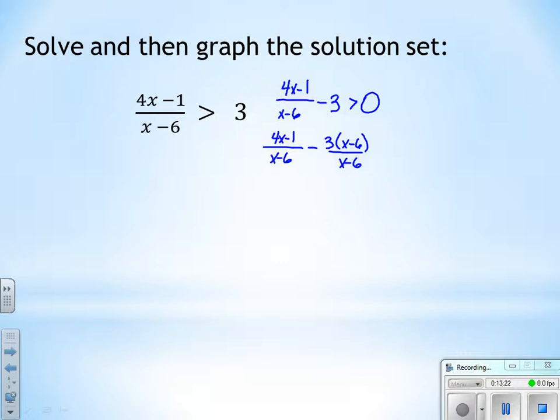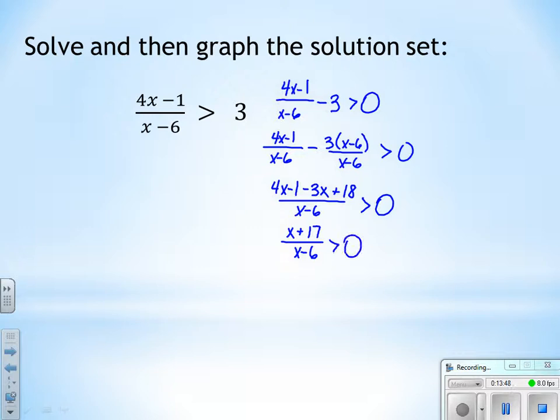Okay, so now let's do some simplifying. Negative 3 times x, negative 3 times negative 6, all over x minus 6. Oh, I better bring my greater than 0 along. Numerator simplifies a bit. So 4x minus 3x is just x. Negative 1 plus 18 is plus 17. And I simplify to this inequality.